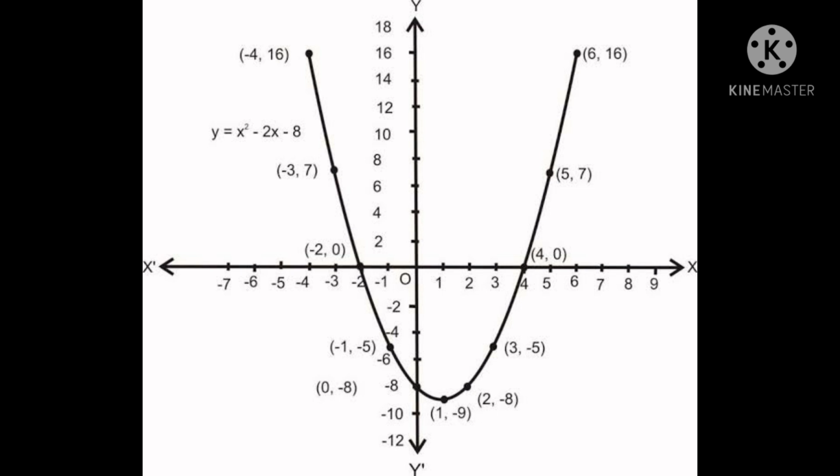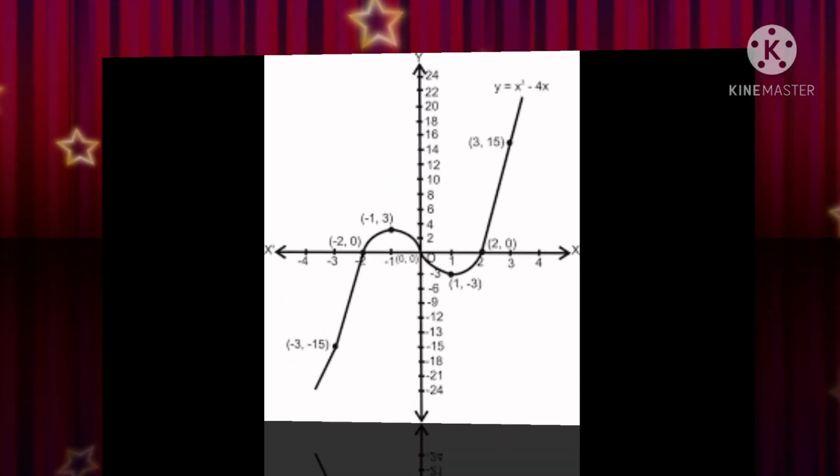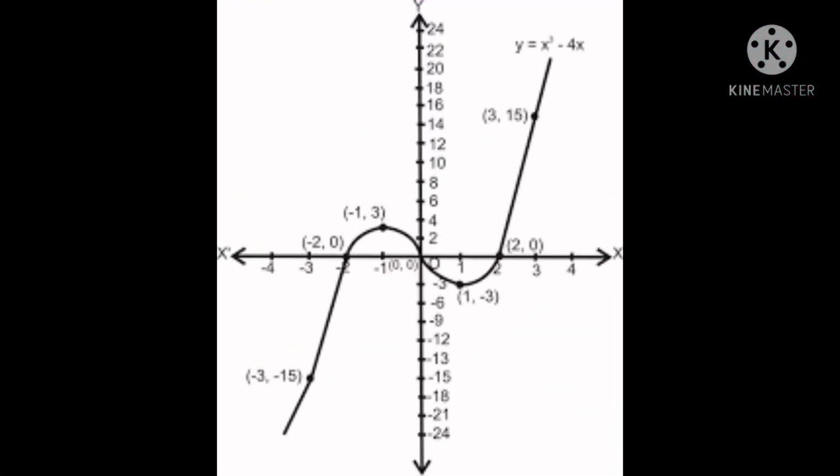This is the graph of a quadratic polynomial and this is a parabola. It is an upward parabola. And this parabola cuts the x-axis at (-2, 0) and (4, 0). So, -2 and 4 are zeros of this quadratic polynomial. In this way, we will find the zeros of a polynomial by seeing the graph.